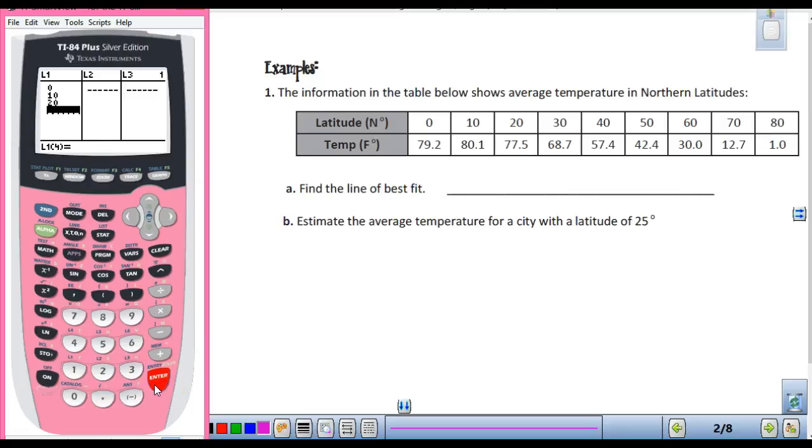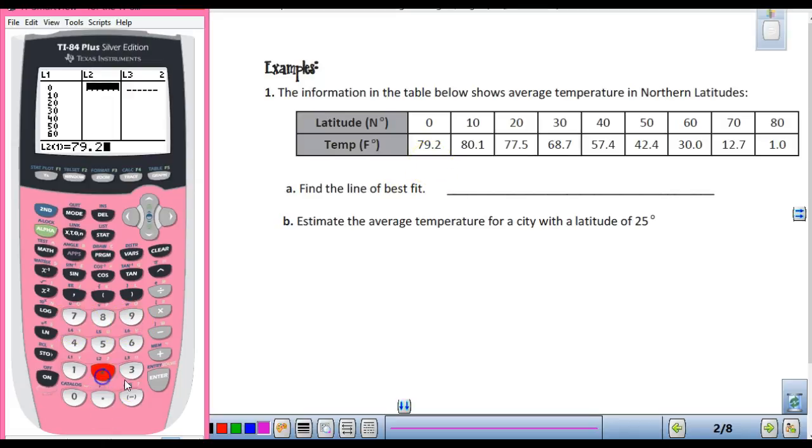20, enter, 30, and 8. You guys got all those in your L1? Okay, then you use your arrow button and go over to your L2. Now you should be in your L2. Now your temperatures can go in L2.